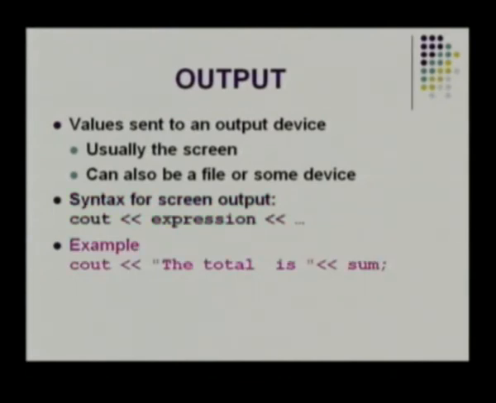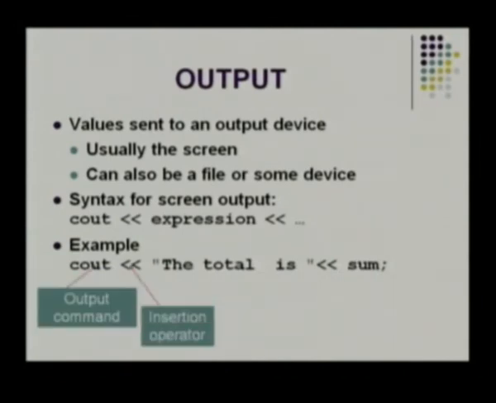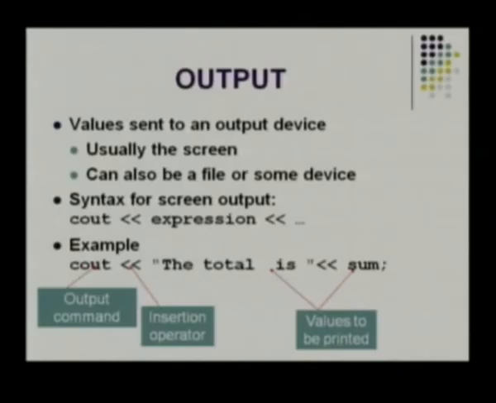In the example for this, cout is the output command, this is called the insertion operator, and these are the values that are to be printed. So this is how the output statement is to be written in C++. You have to be very careful that you don't confuse these two types of operators, insertion and extraction. Extraction is greater than for cin, insertion is less than for cout.